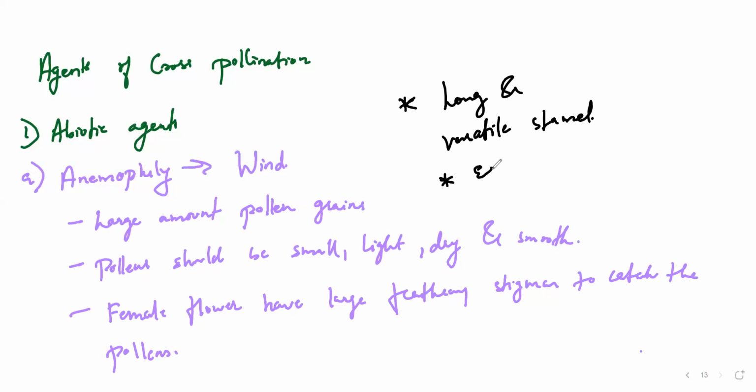And the examples which we can take over here are coconut, papaya, or you can even take wheat, maize. So this is via the wind. Second one is hydrophily. Hydro means water. So here the pollination will take place via water.